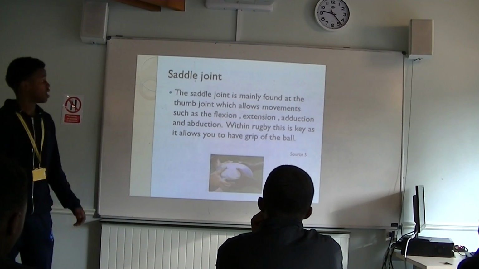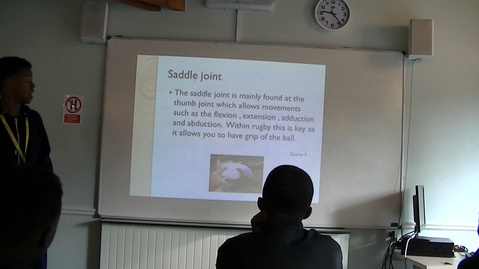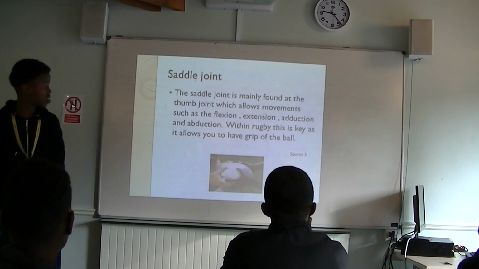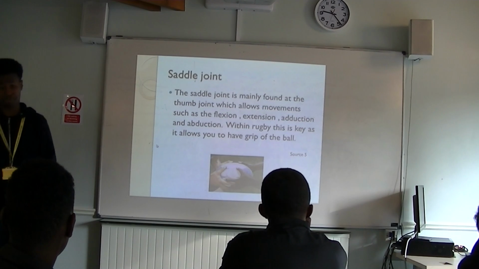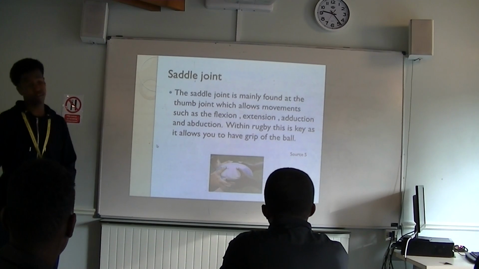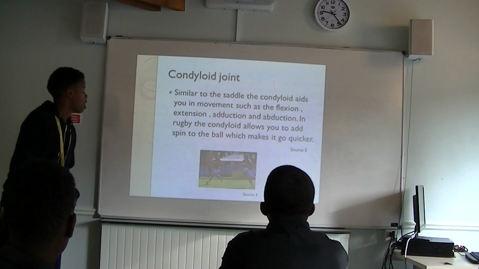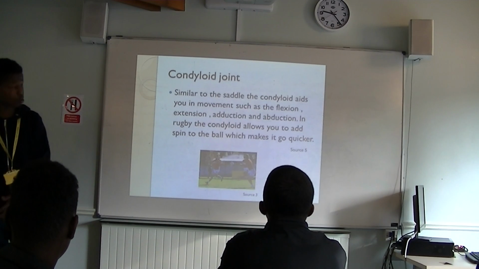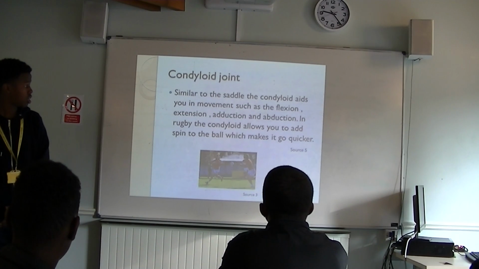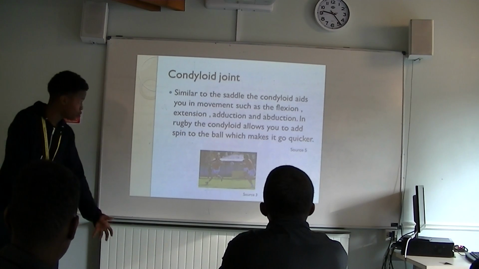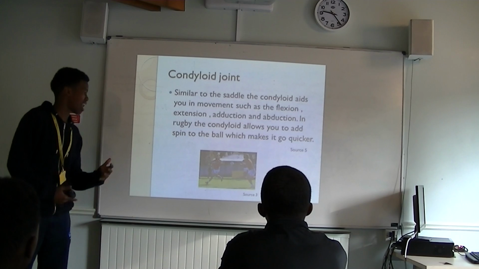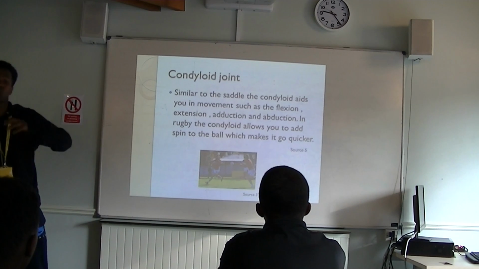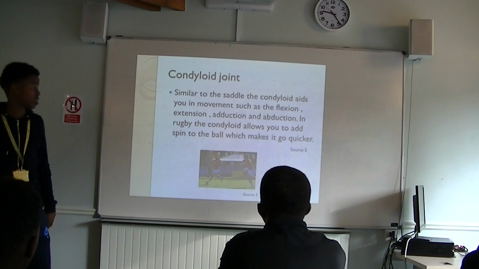The saddle joint is mainly found at your thumb. It also allows flexion, extension, adduction, and abduction. Within rugby, this is key, as without your thumb, you wouldn't be able to grip the ball. The condyloid joint is similar to the saddle, and aids movement such as flexion, extension, abduction, and adduction. In rugby, the condyloid allows you to spin the ball, which makes it go faster and a further distance.